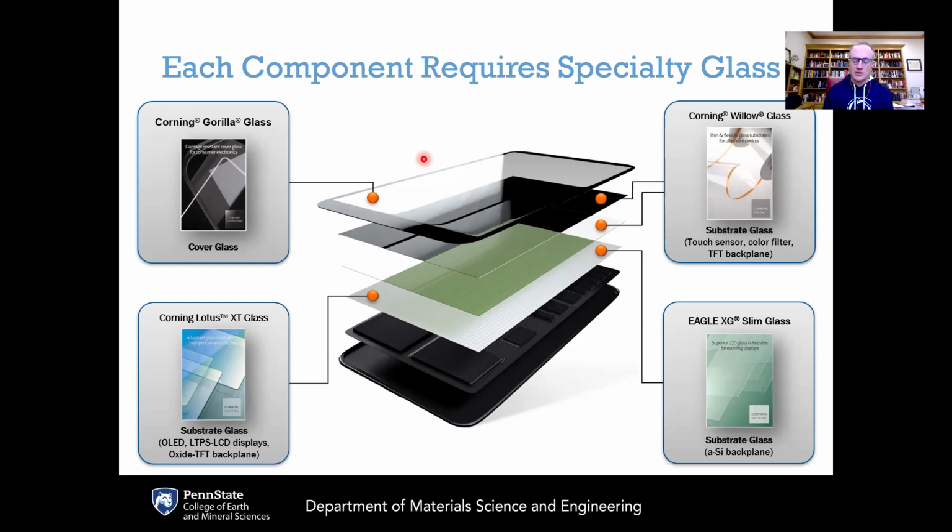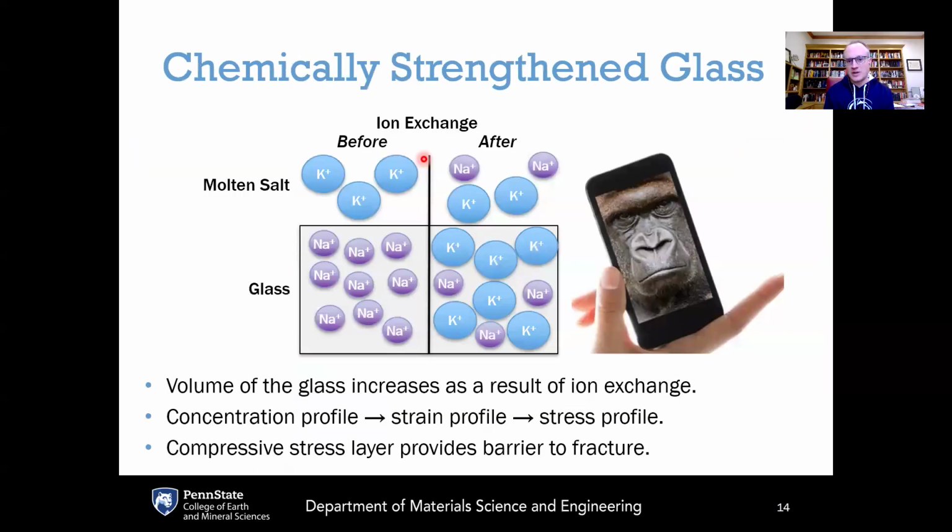And so what I'm going to do in this next part of the lecture is walk through this ion exchange process by which chemically strengthened glass is made. So to make chemically strengthened glass, we start off with an as-made piece of glass that has some small alkali ions in it. Normally, this is sodium. It could also be lithium, but it's got a large concentration, probably about 15% or so of small alkali ions in there.